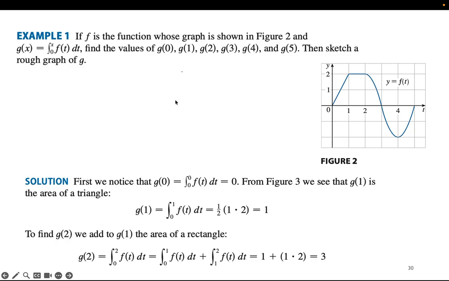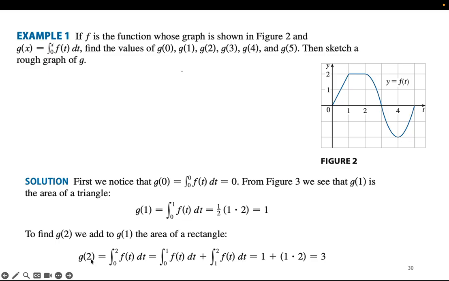What's g of 1? Well, g of 1, by definition, is the integral from 0 to 1. So x is now 1, you replace x with 1, and g of 1 is the area under f from 0 to 1. The g function is just the area starting at 0 and going up to a certain x. So g of 1 is the area of the triangle, 1/2 base times height, which is 1. So g of 1 is 1.